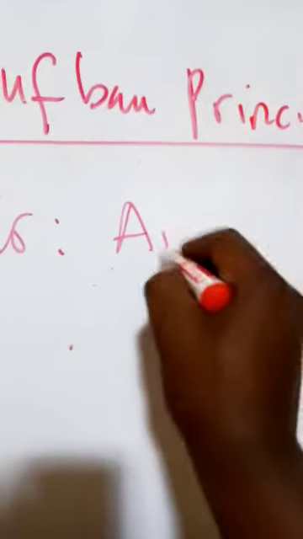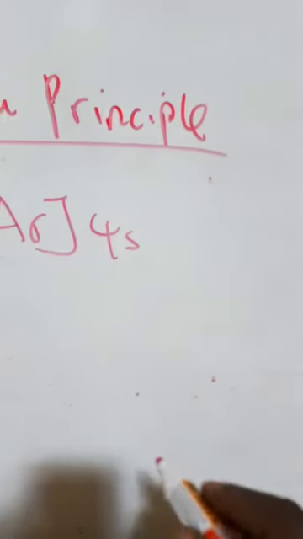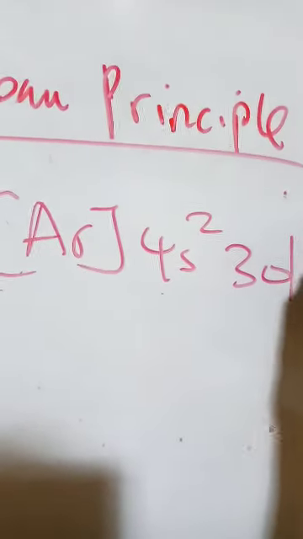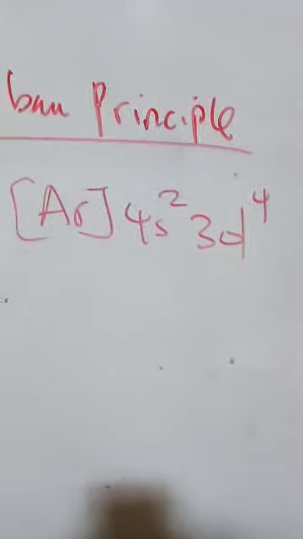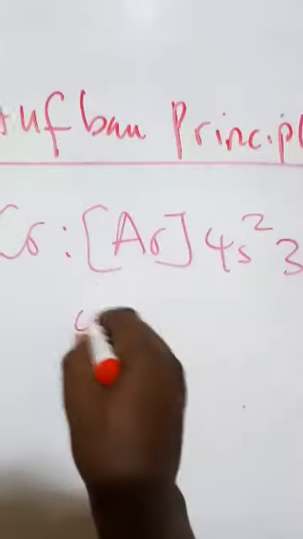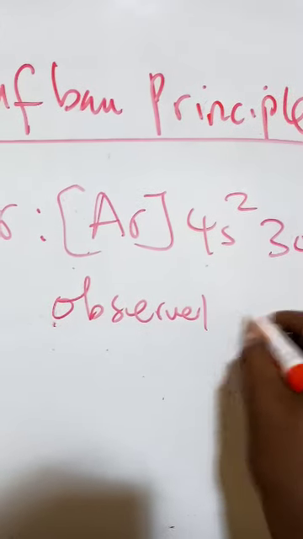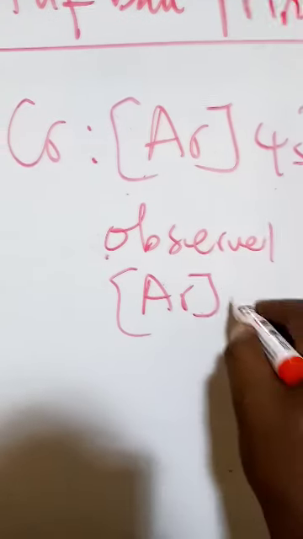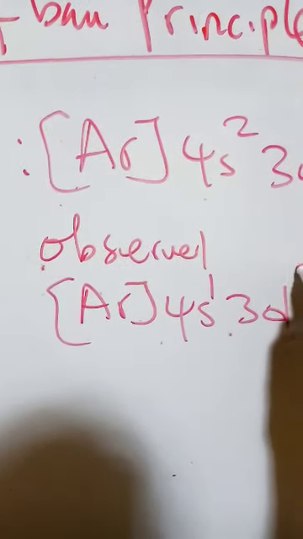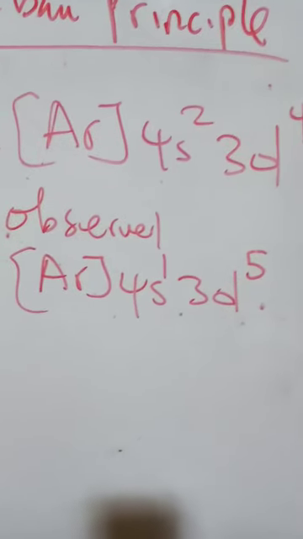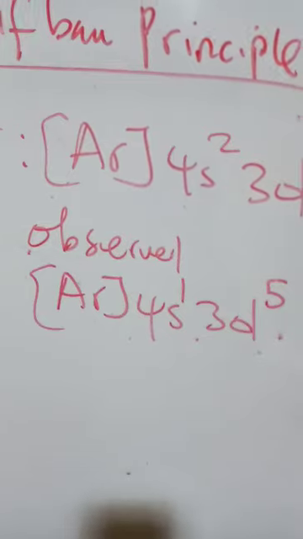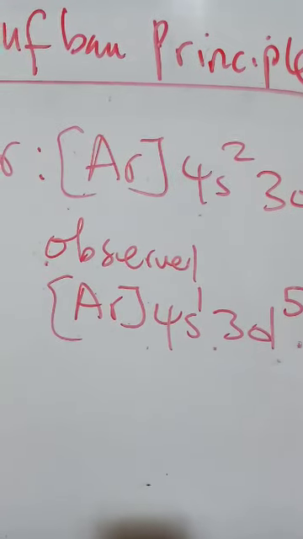For chromium, the expected configuration for chromium is argon, 4s2, then 3d4. So this is the expected configuration for chromium. However, the observed configuration for chromium is argon 4s1, then 3d5. So D can carry a maximum of 10 electrons.